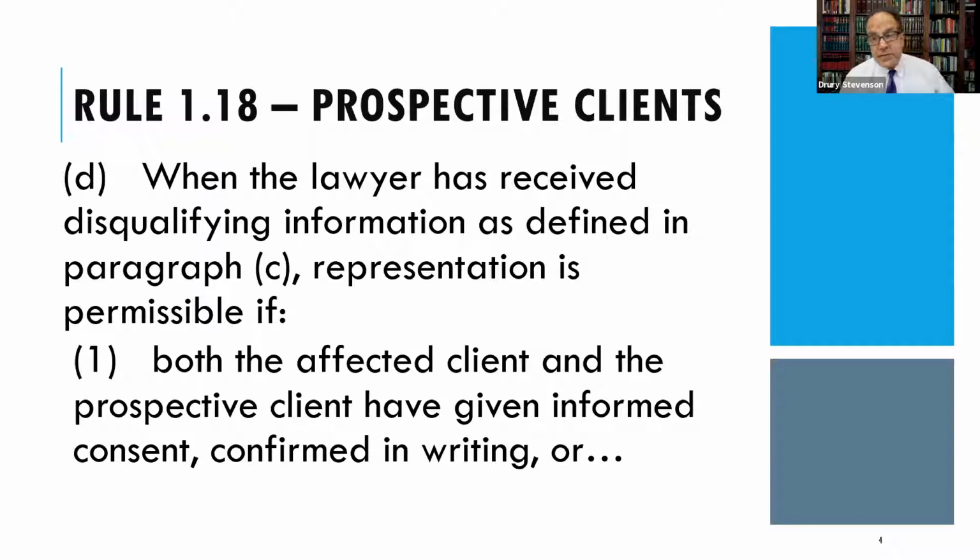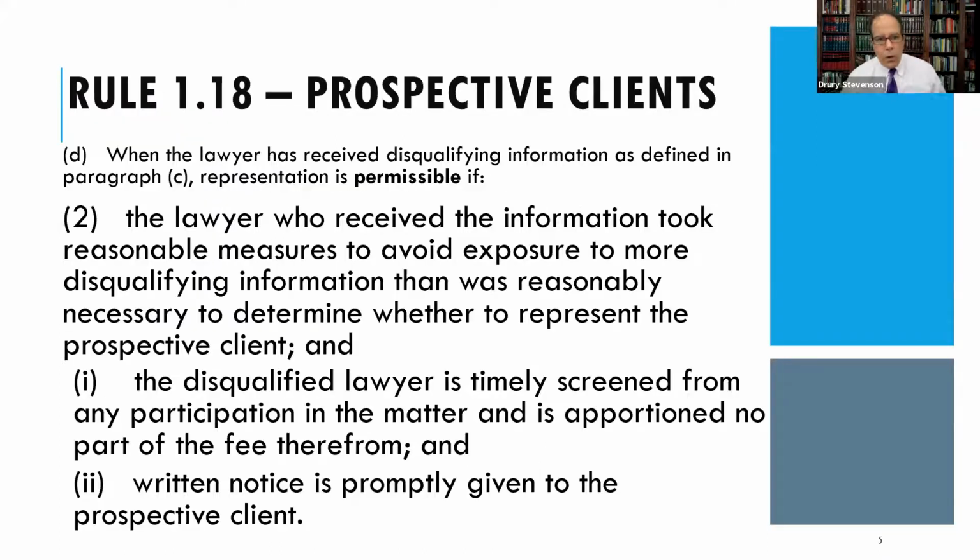When the lawyer has received disqualifying information as defined in paragraph C, the representation is permissible if, one, both the affected client and the prospective client have given informed consent confirmed in writing, or two, the lawyer who received the information took reasonable measures to avoid exposure to more disqualifying information than was reasonably necessary to determine whether to represent the prospective client, and then we have little i and little ii. The disqualified lawyer is timely screened from any participation in the matter and is apportioned no part of the fee therefrom, and written notice is promptly given to the prospective client.